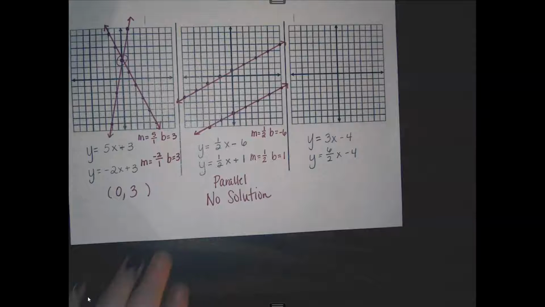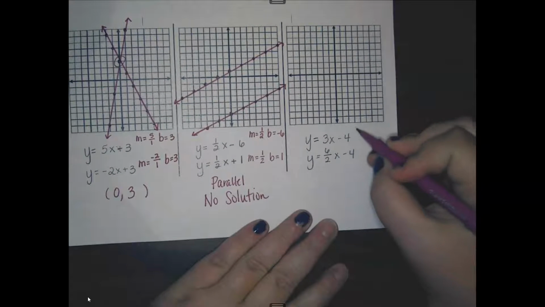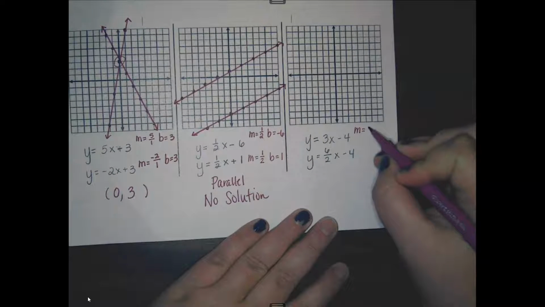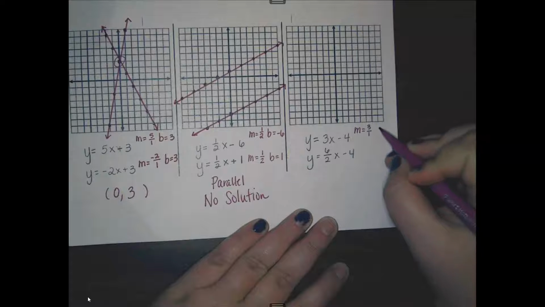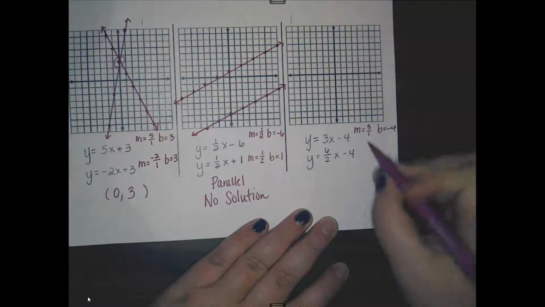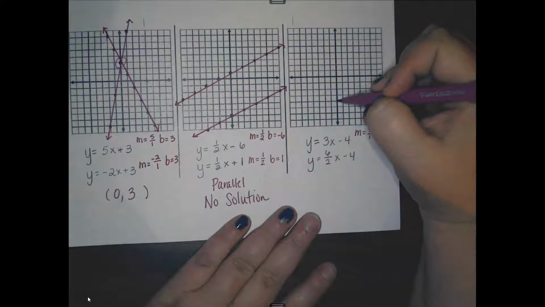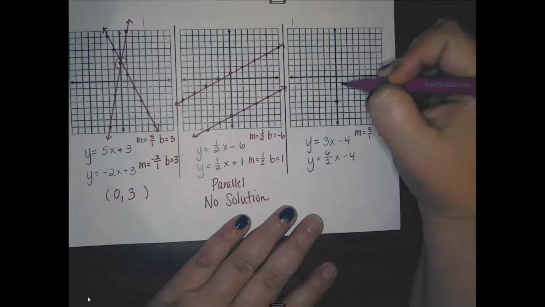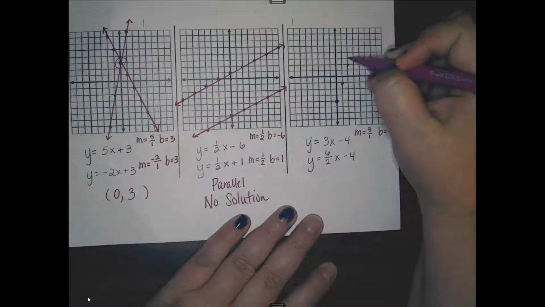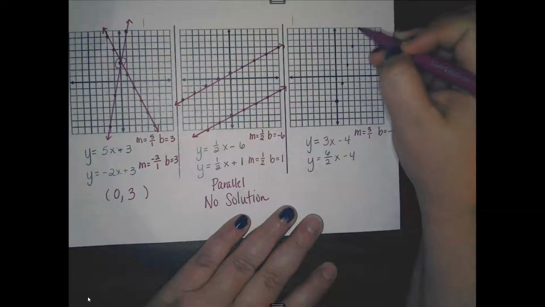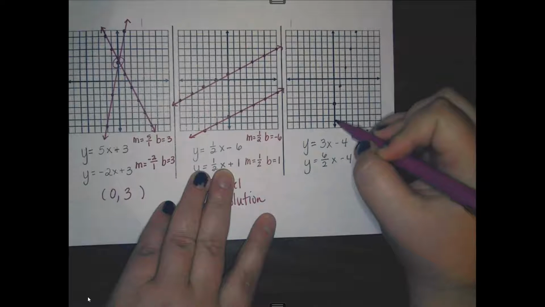All right, if you go ahead and copy that, the next one. If you don't have it copied, just go ahead and freeze it. So let's do m equals 3 over 1. Our b is -4. I'm going to start at -4. And my movement is up 3 and to the right 1. The reverse of that is down 3 and to the left 1.